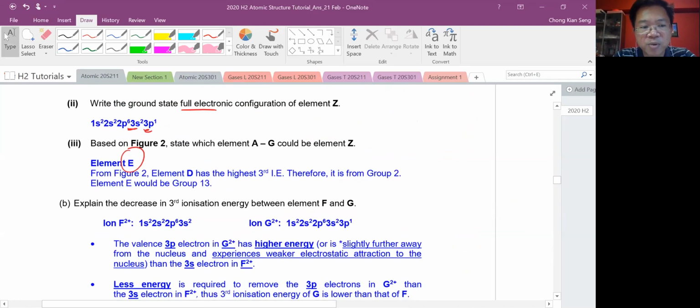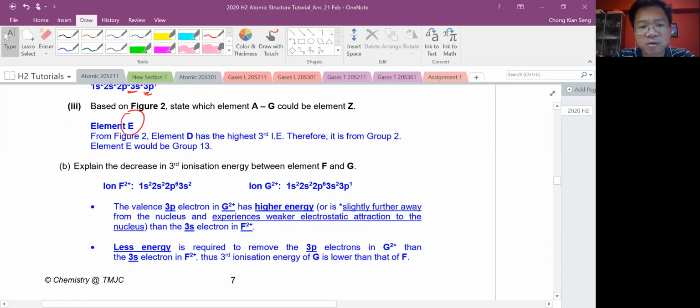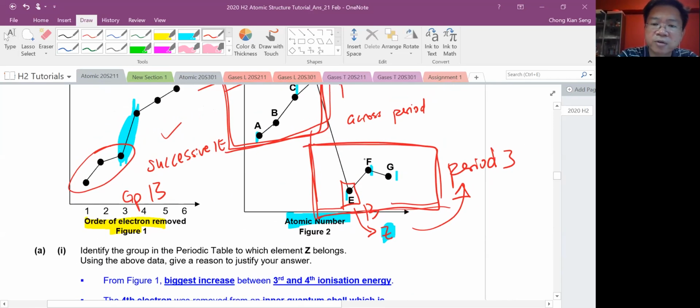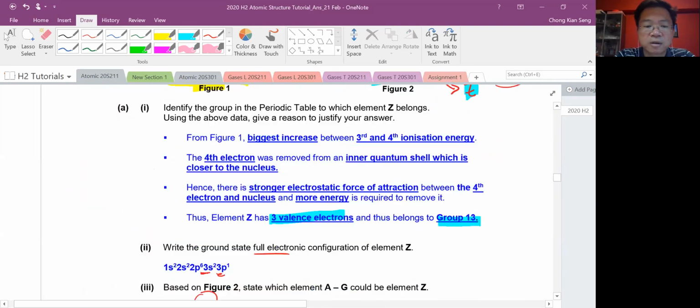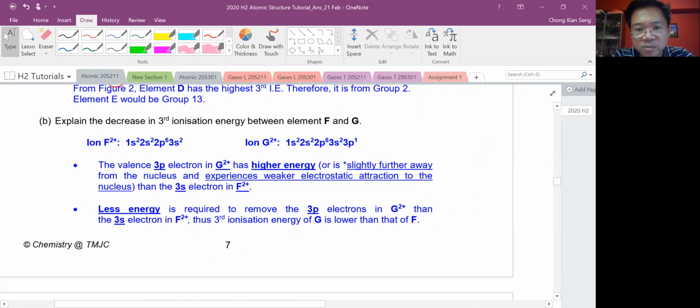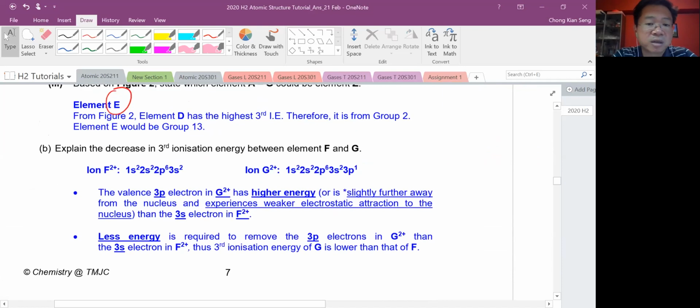Now part B: explain the increase in the third IE between F and G. We look at the graph again. F and G. In fact, from F to G is a drop. Why? Remember the first anomaly in the across the period trend. The anomaly is because of the removal of 3p electrons, which have higher energy or are further away, compared to removing the 3s electrons. So the explanation is similar to one of the questions in question 4.